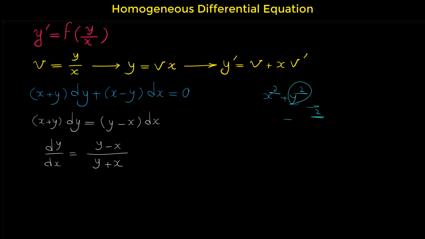So again, if all the terms in the numerator and the denominator have the same degree, then the differential equation is a homogeneous differential equation. Let's go back to our question. In our question, the degree of y here is 1, the degree of x is 1, the degree of y here is 1, and the degree of x is 1. So because all the terms have the same degree, the differential equation is a homogeneous differential equation.